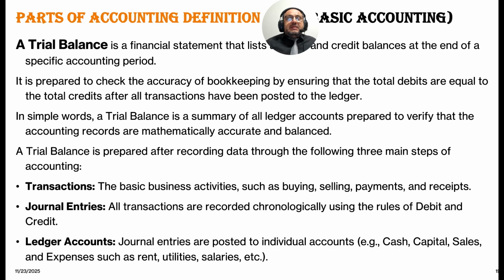topic, which is trial balance. A trial balance is a financial statement that lists all debit and credit balances at the end of a specific accounting period, which I told you could be at the end of each month, at the end of 3 months, which is called a quarterly financial report, at the end of 6 months, which is called the 6 month financial report, or at the end of the financial year, which is called the yearly report.